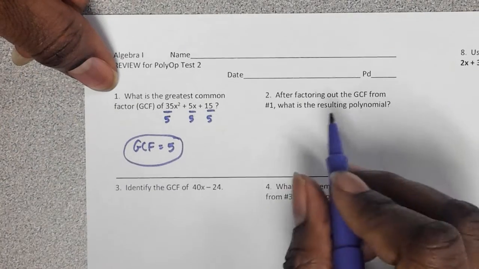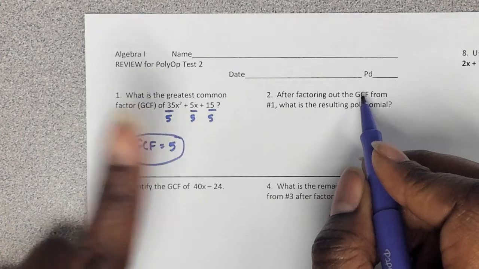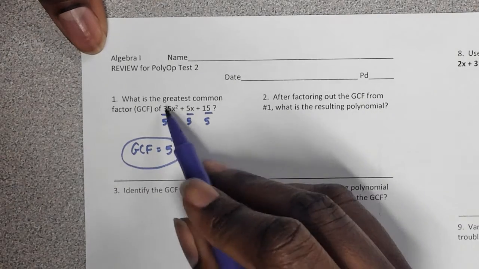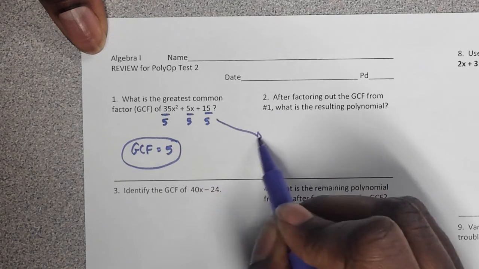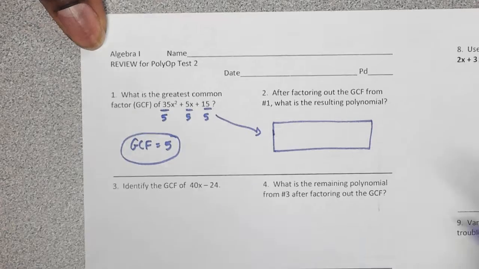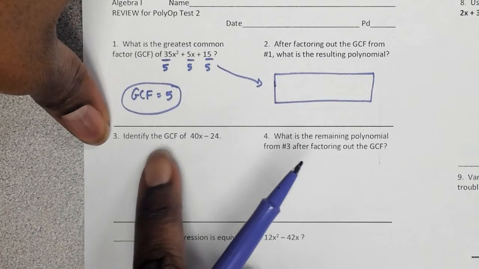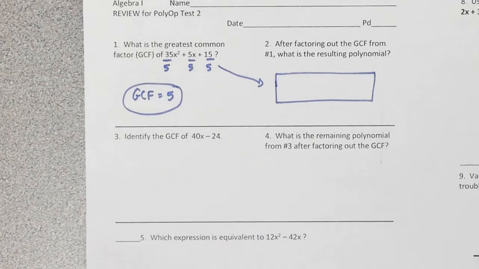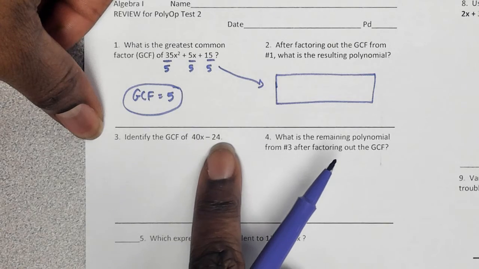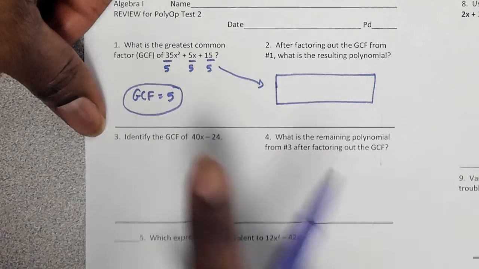So let me just give you a hint for number 2, because it says after factoring out the GCF from number 1 right here, what is the resulting polynomial? Which means basically after you divide by 5, what's left over, that will be your answer for number 2. Okay? So number 3, before you start doing number 2, pay attention, we got to get through number 3. So number 3 says identify the GCF of 40x minus 24. So once again, we're trying to figure out what can we divide both of these by in the beginning.